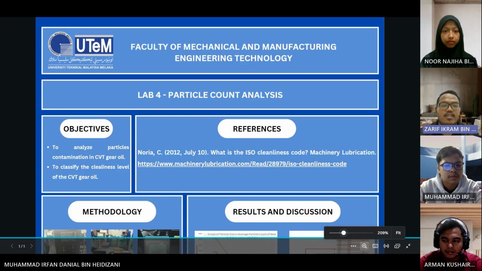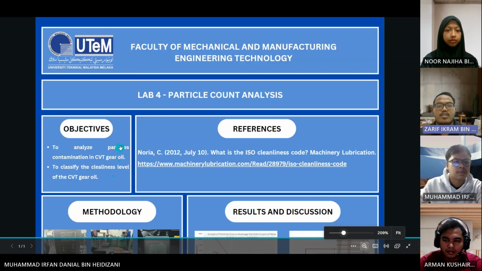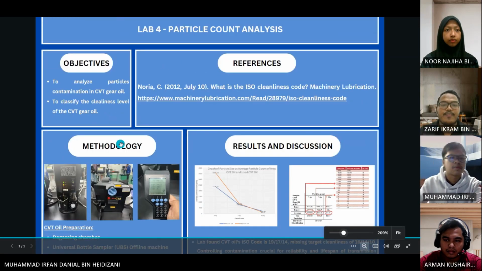The objective of this lab is to analyze particle contamination in CVT gear oil and to classify the cleanliness level of the CVT gear oil. For the next part, I will pass the presentation to Irfan Danial.